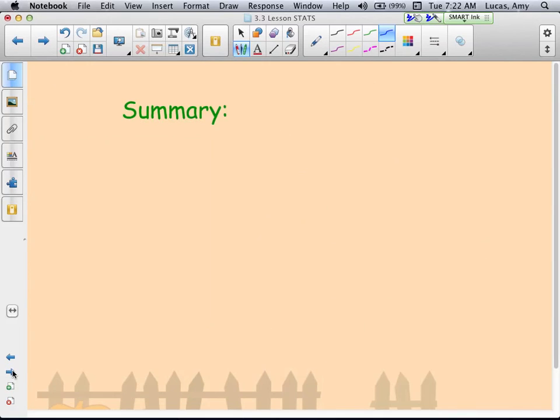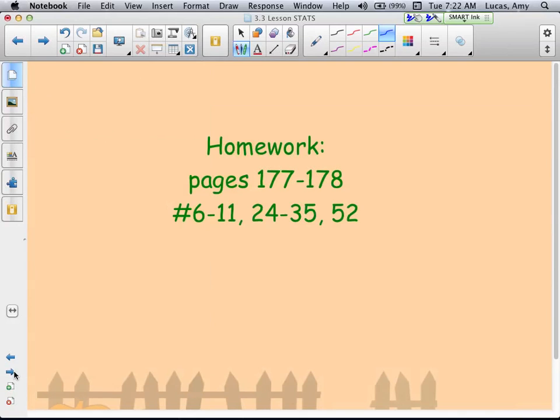You should be able to write a summary now. And then here are your practice problems to do. Make sure that you label your ordered pairs and you carefully plug them in.